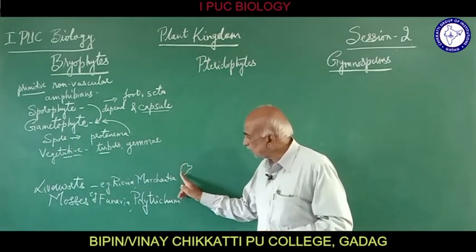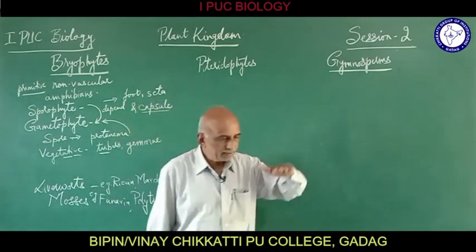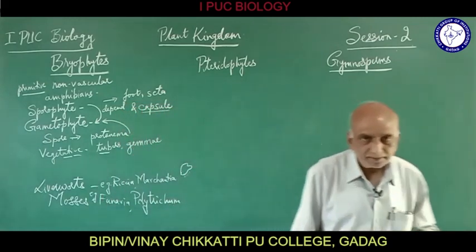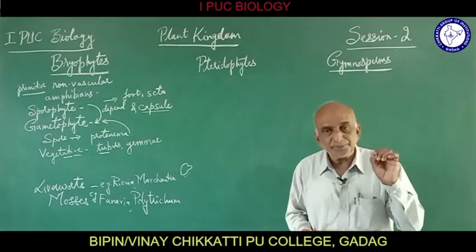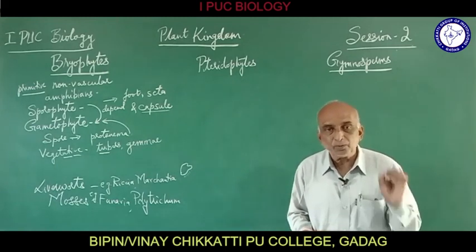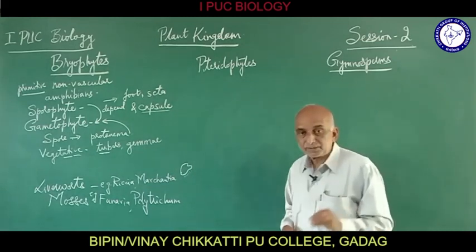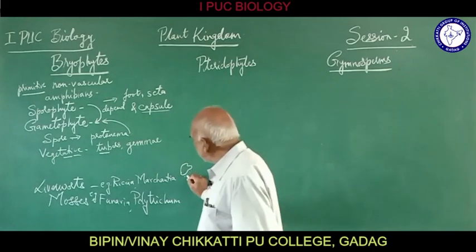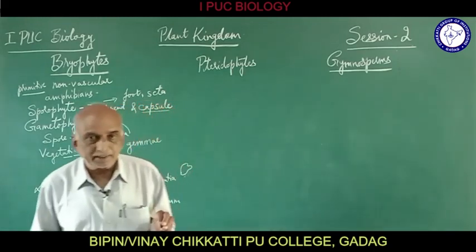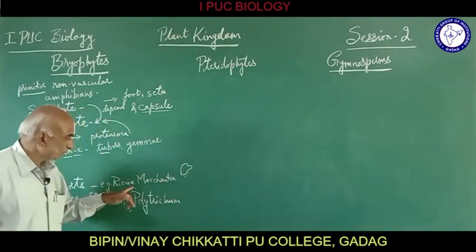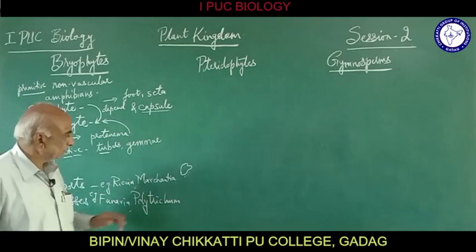Now this small green flat structure is present on the surface, and on the lower side there are root-like structures. So when we see them, they appear like roots, but they are not true roots. They are called rhizoids. These rhizoids, which are root-like structures, help the plant to fix to the soil. That is how Riccia and Marchantia look.